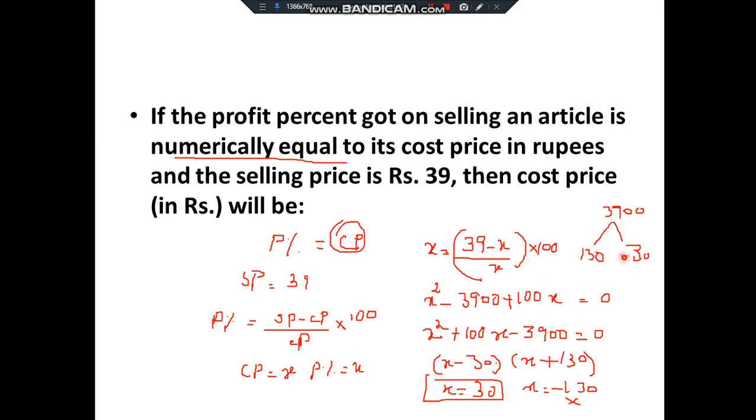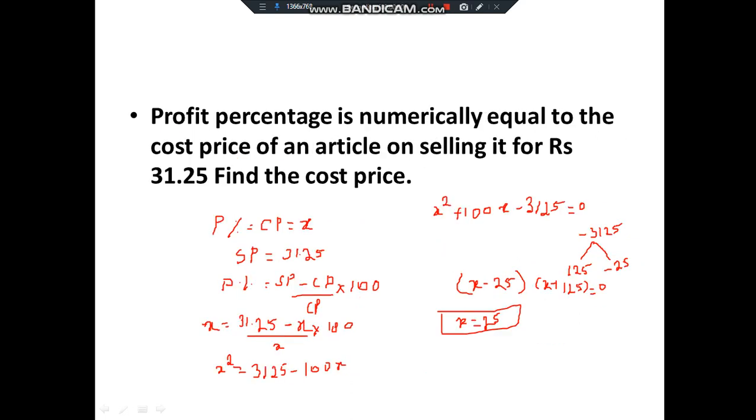So we'll take 130 into minus 30 is minus 3900. When you add both, 130 minus 30 is 100, right? So x minus 30 and x plus 130 will be the two solutions. Since our cost price cannot be a negative number, we'll have only the positive number, which is x is equal to 30. Hope you understood. I'll have one more question, so you'll have a clear idea.